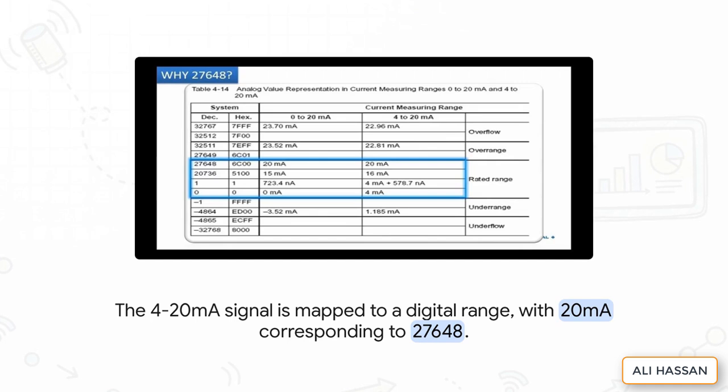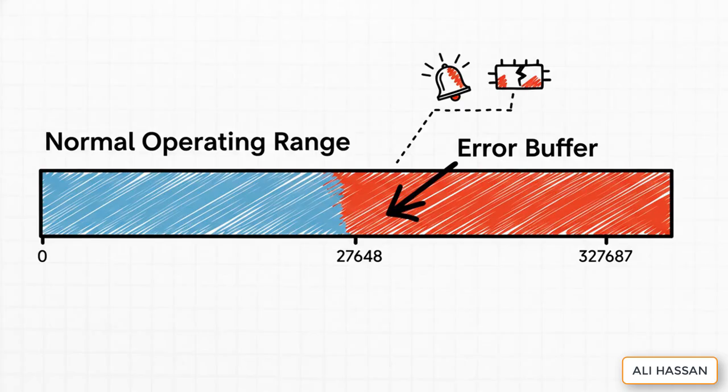And here it is, the big reveal, laid out in an industry-standard mapping table. You can see it right there. 4 milliamps, our minimum, gets mapped to the number 0, and 20 milliamps, our maximum, maps directly to that value, 27,648. It's simply an agreed-upon standard that everyone uses. But again, why that specific number?